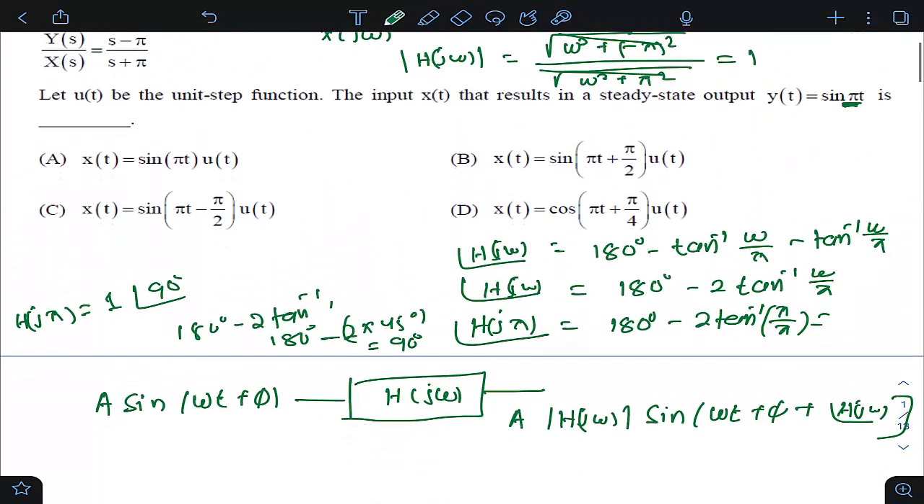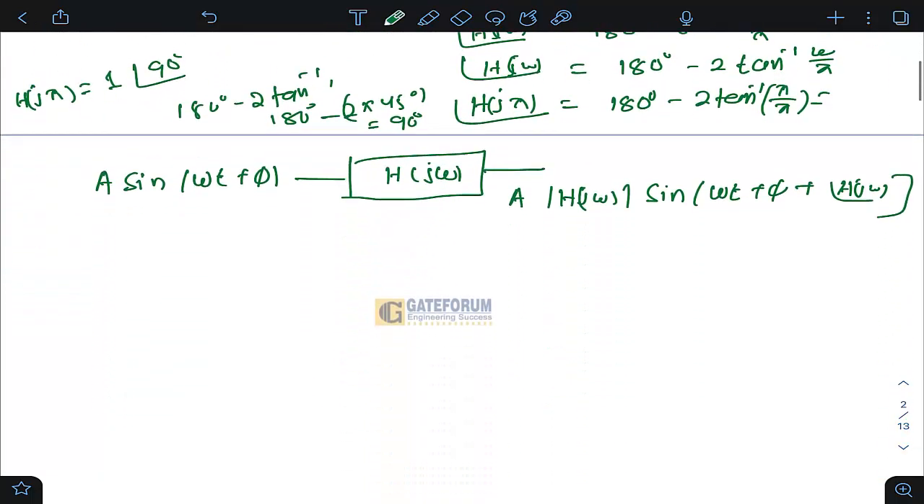The output is given as sin pi t. Now imagine what should be present here so that you get sin pi t, provided the magnitude is 1 and the phase is plus 90 degrees. Plus 90 degrees is nothing but pi by 2 in radians if I write.